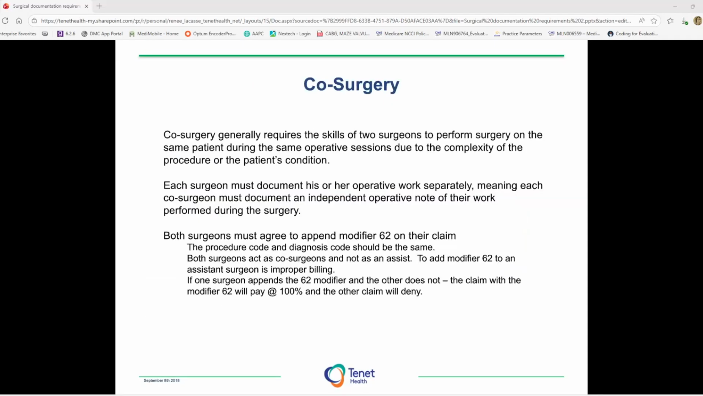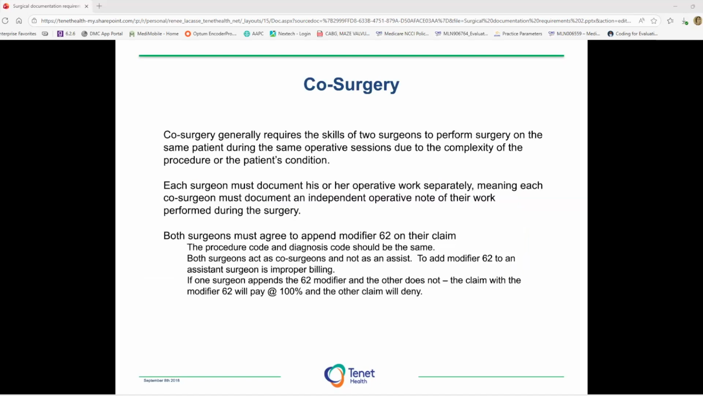When we talk about co-surgeries, that is two surgeons that work together on the same patient during the same operative session, typically for complex procedures or due to the patient's condition. But documentation requirements are a little bit more involved in this. Each surgeon must create their own independent operative note detailing the specific work that they performed. Notes must clearly reflect each surgeon's distinct contribution.